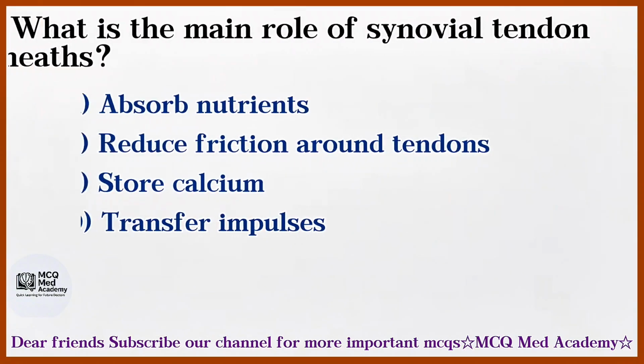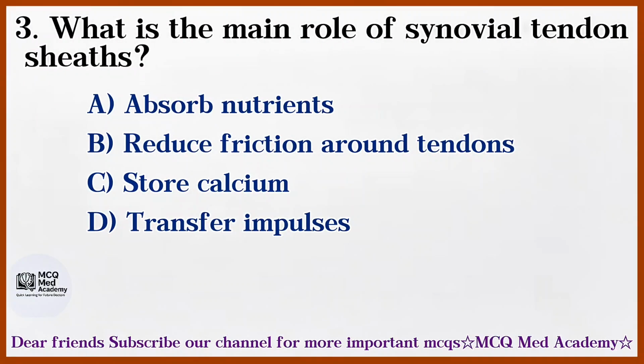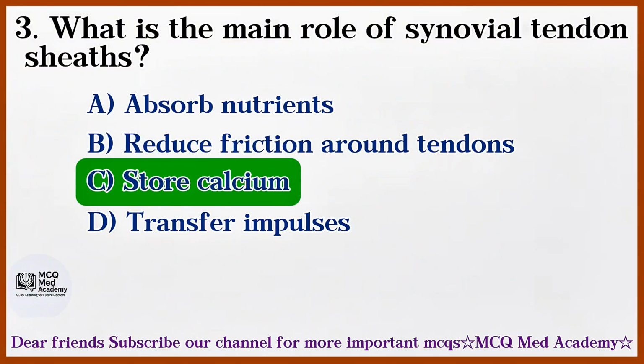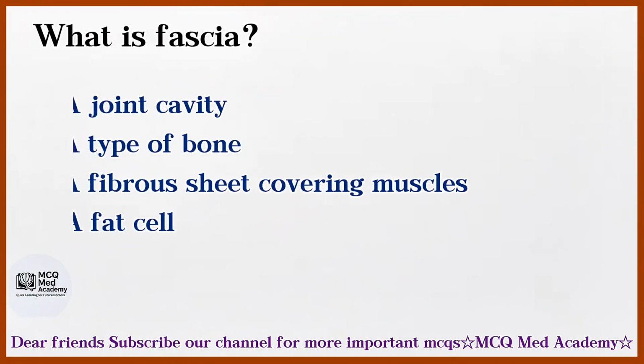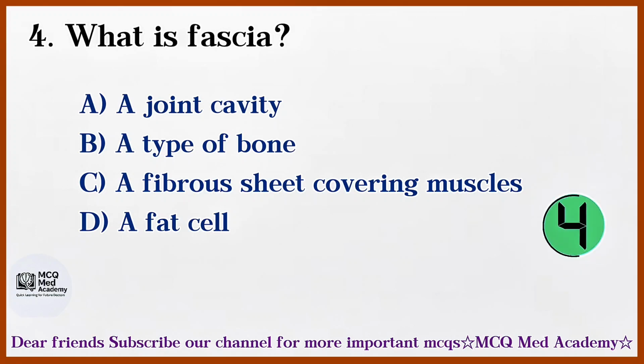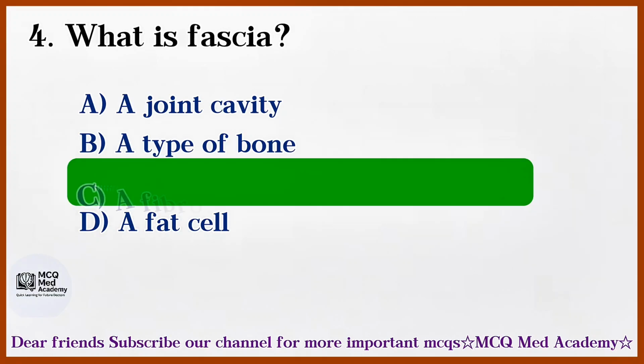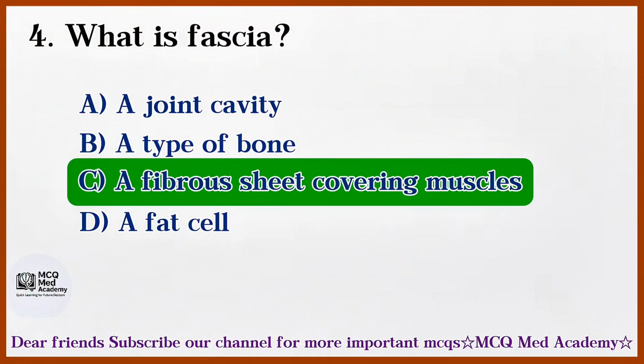3. What is the main role of synovial tendon sheaths? Correct answer. B. Reduce friction around tendons. 4. What is fascia? Correct answer. C. A fibrous sheet covering muscles.